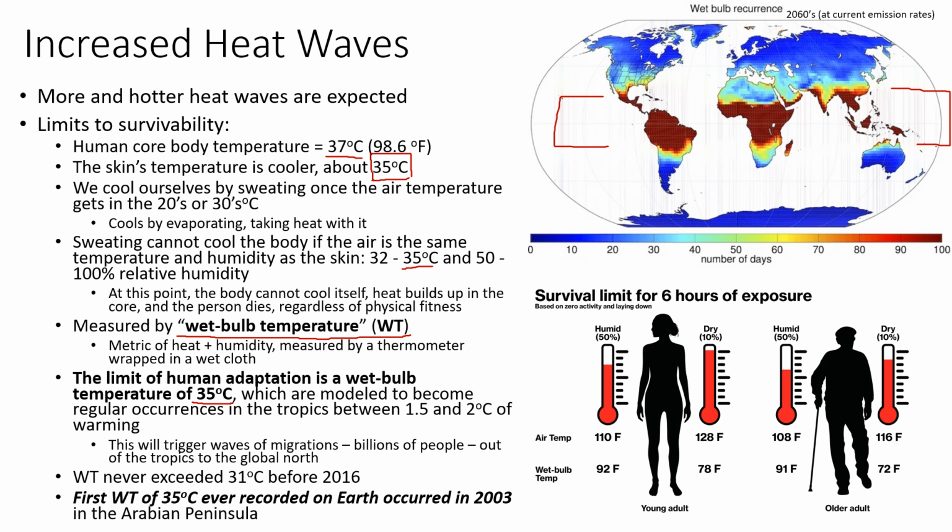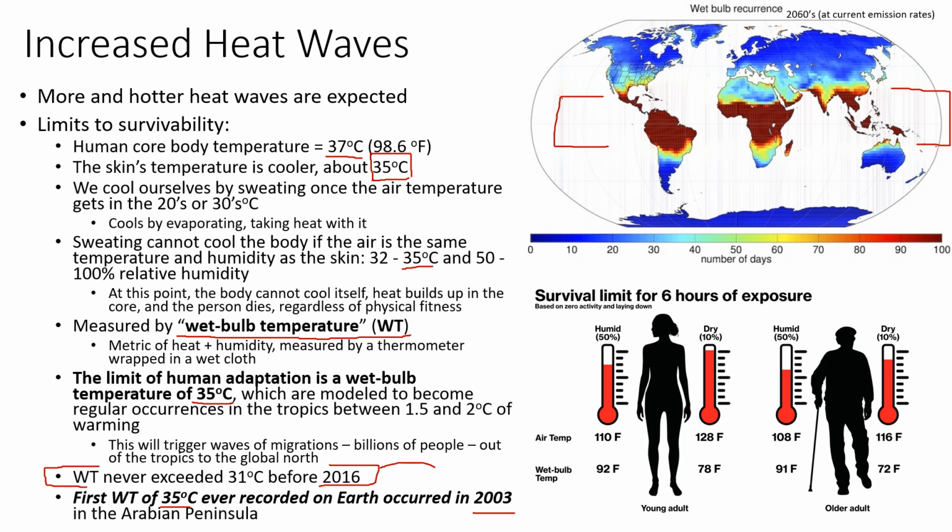And before 2016, the wet bulb temperature, sorry, this is a little bit convoluted. There were wet bulb temperatures that were never measured or reported above 31 degrees Celsius before 2016. But a wet bulb temperature of 35 degrees Celsius was recorded in 2003, but it wasn't published until after 2016 in the Arabian Peninsula.